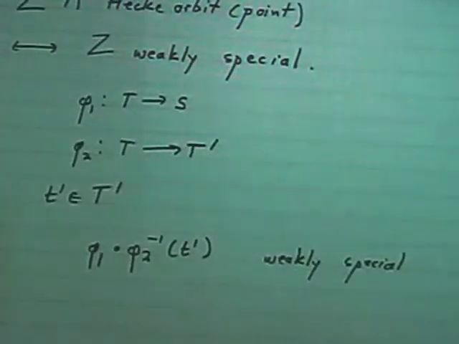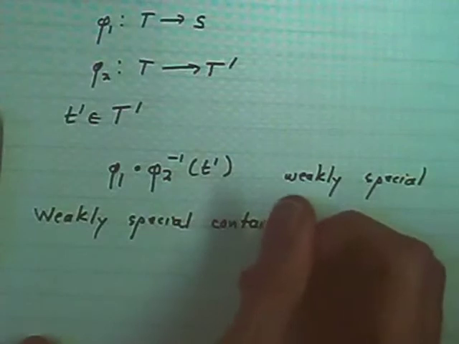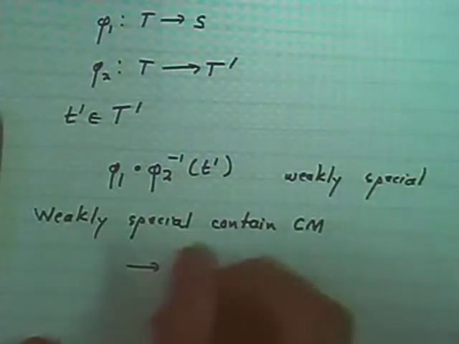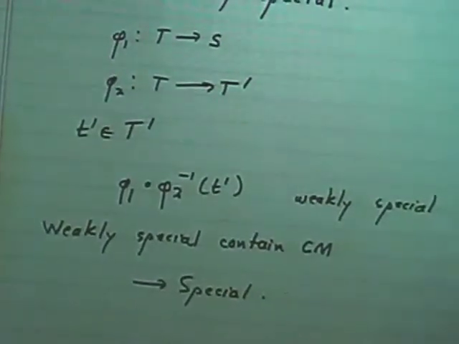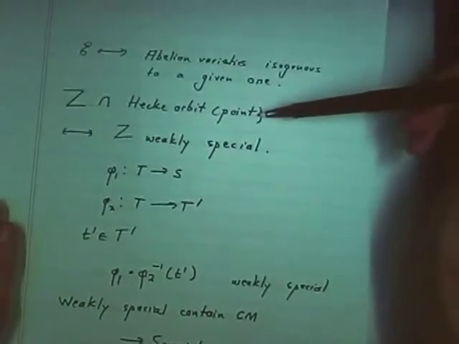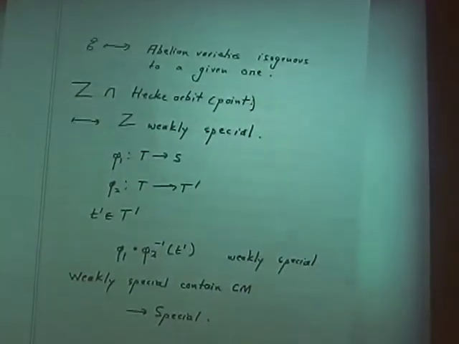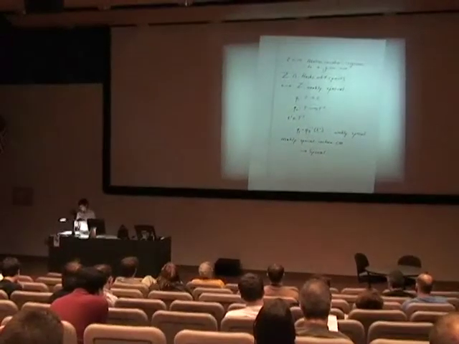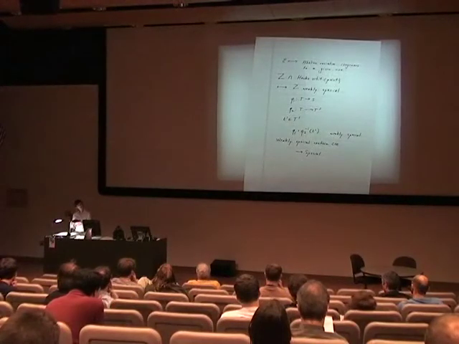So these are rather interesting varieties, and the point is that if you're weakly special and you contain a CM point, then you're special. So if this is the Hecke orbit of a CM point, then this means that Z has to be special, and you're back to the Pink-Zilber case. So there are these rather interesting things going on as you look at more and more general functions. You get yourself into more and more open questions in the theory of Shimura varieties.